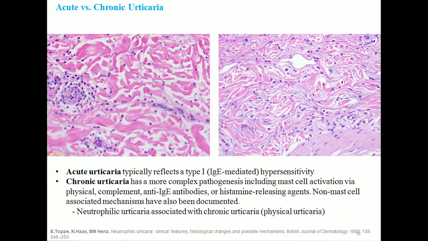include physical as well as complement, anti-IgE antibodies, or even direct histamine-releasing agents. Also, non-mast cell mechanisms have been reported in your chronic forms of urticaria. And what's interesting is that the physical types of urticaria that are attributed to, say, vibration or cold temperature or pressure have a stronger association with what's called neutrophilic urticaria, in which there's more of a robust neutrophilic infiltrate with only few eosinophils. The significance of this is actually not well understood.